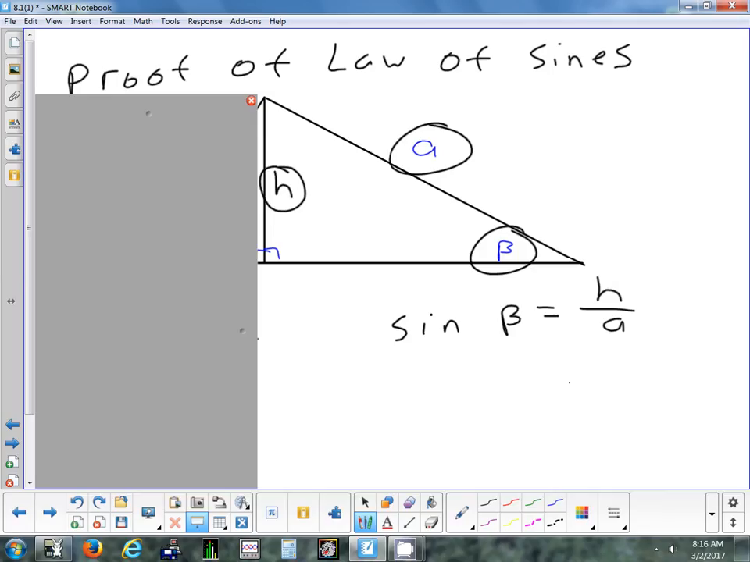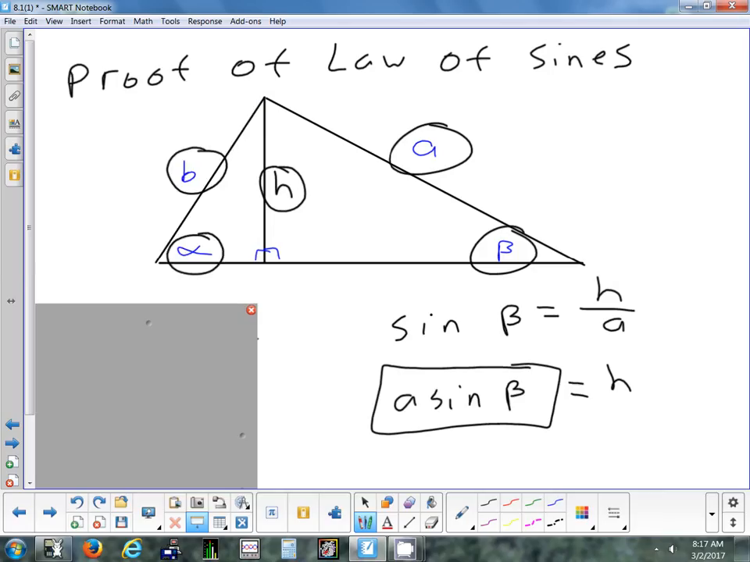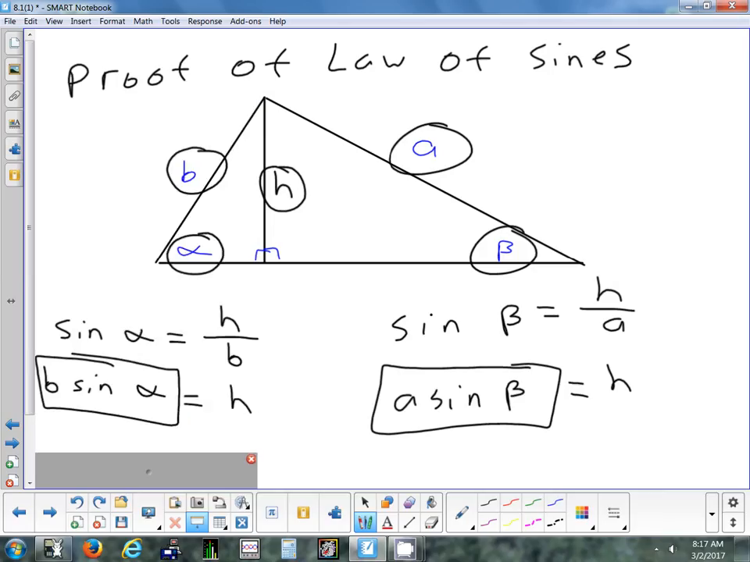And now I want to do the same thing. I'd like to get H by itself. Yep, multiply both sides by A. And now you have a different formula, but it calculates the same thing. Okay, so we could call this box 1 and box 2. How do box 1 and 2 compare to each other?